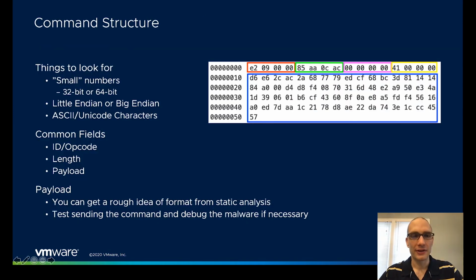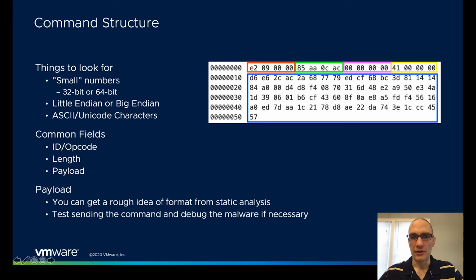The command structure itself is something that is often not that different across malware families. As you're using a tool like Wireshark and listening for the traffic and starting to inspect the packets, there's a handful of different things that you can look for to start to get an idea, at least, of the structure of the data. So any sort of, quote, small number, whether it's 32-bit or 64-bit, you're going to see zeros show up in it.